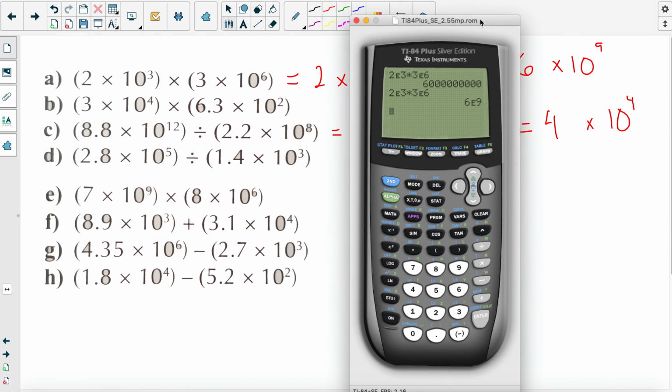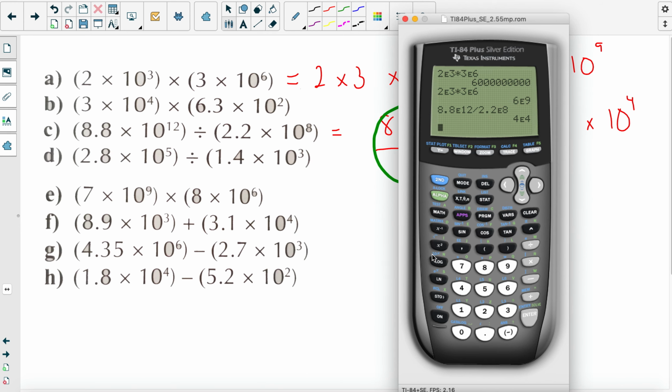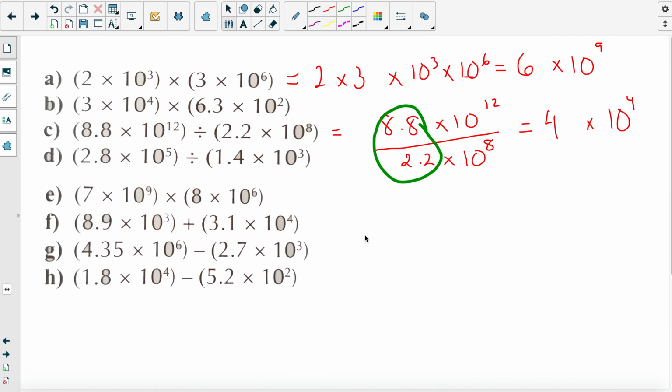And then we can try with the division as well. So 8.8 to the power of 12 divided by 2.2 to the power of 8. And it should give us 4 times 10 to the power of 4. So these things are easily checked in a calculator as well.